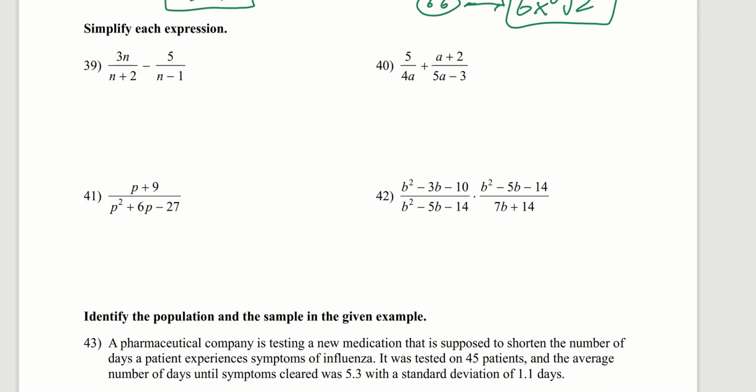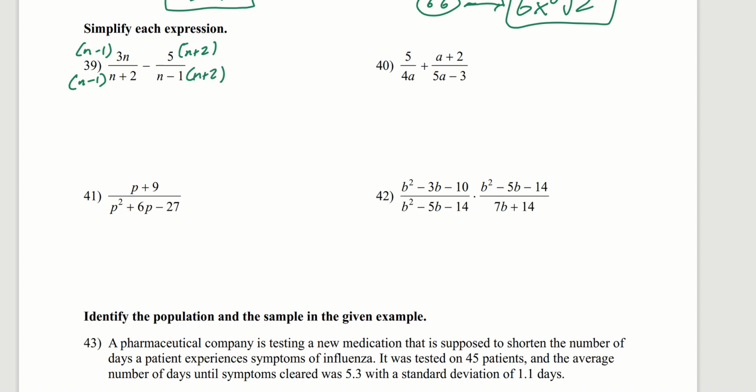All right, 39, we're going to subtract these 2 things. We actually just did this on the Unit 9 quiz and the Unit 9 test. For subtracting and adding, the denominators have to be the same. So what do I have to do? I have to multiply the first fraction by n minus 1. Same thing on the top. Multiply the second fraction by n plus 2.